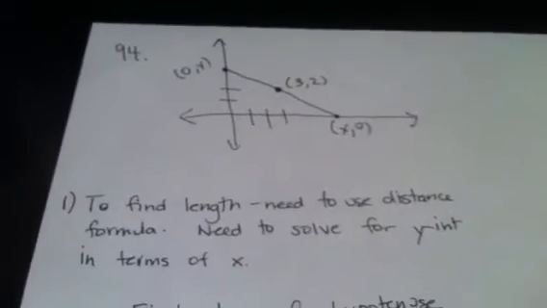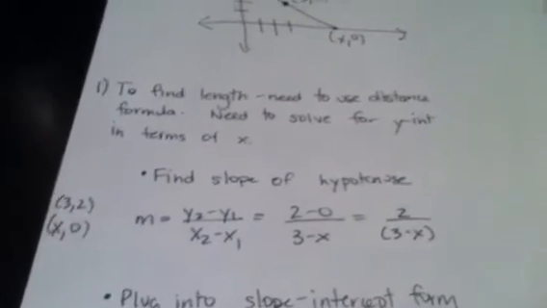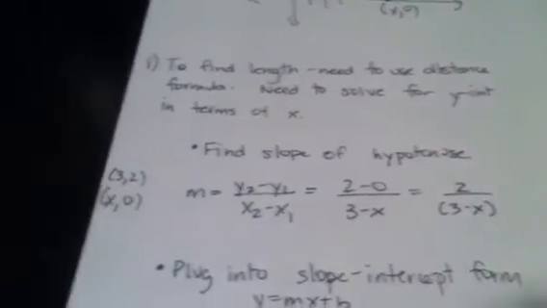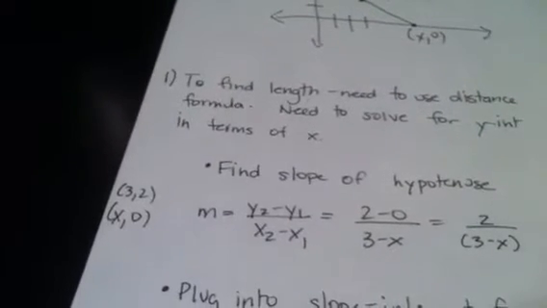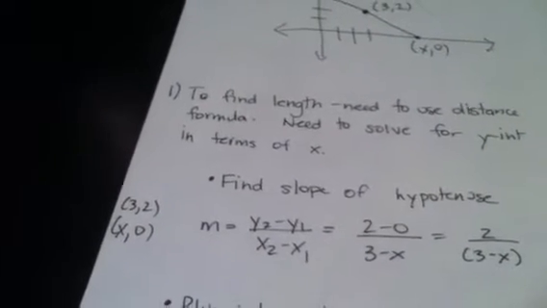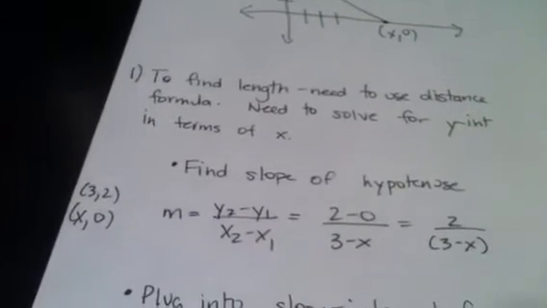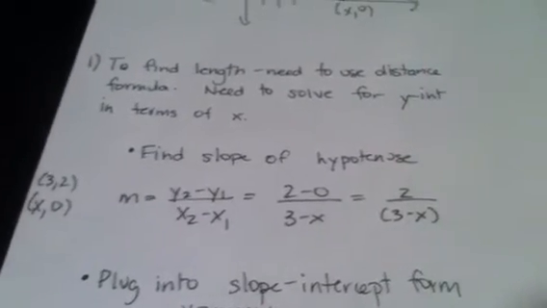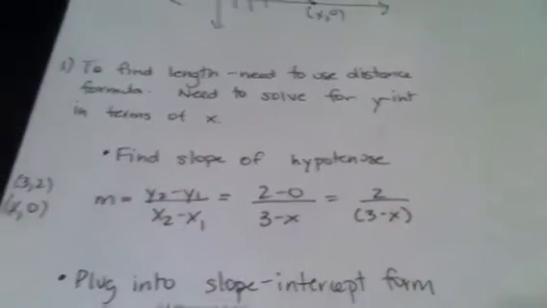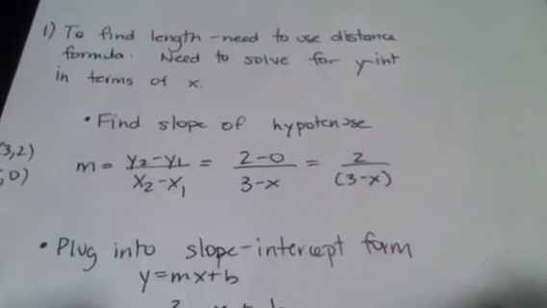To do that, we need to find the equation of that line. So the first thing we need to do is find the slope. To find the slope, I'm going to use two points: the one point that I know is on the line, (3, 2), and the x-intercept, which is already in terms of x. So using the slope formula, change in y over change in x, 2 minus 0 over 3 minus x, which simplifies to 2 over the quantity 3 minus x.